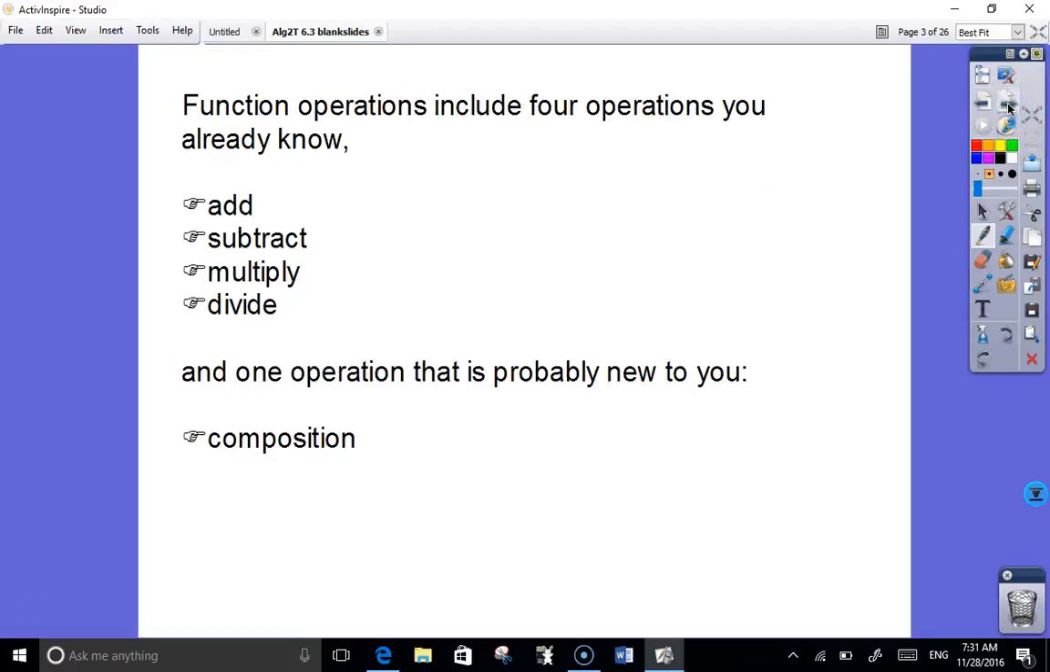So the function operations include the four operations that you already know: add, subtract, multiply, divide. And then there's one operation which is new, and in a way it's the main point of this: composition of functions. For add, subtract, multiply, divide, the important part is domain. A lot of it is about being able to say what the domain is when you do these operations.